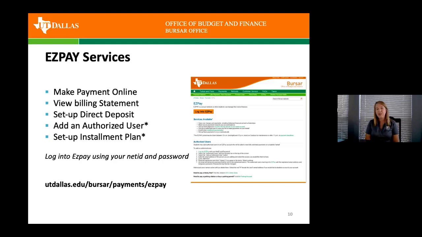So this is why we have this add an authorized user function. And all they need is an email address. So when you go into Easy Pay, there's a section where you can click on add authorized user. You're going to put their email address in, and then they're going to get an email, and then they're going to set it up. So it's not a lot on your part to go set that up. You just need to put in their email address and give them authorization to be an authorized user.